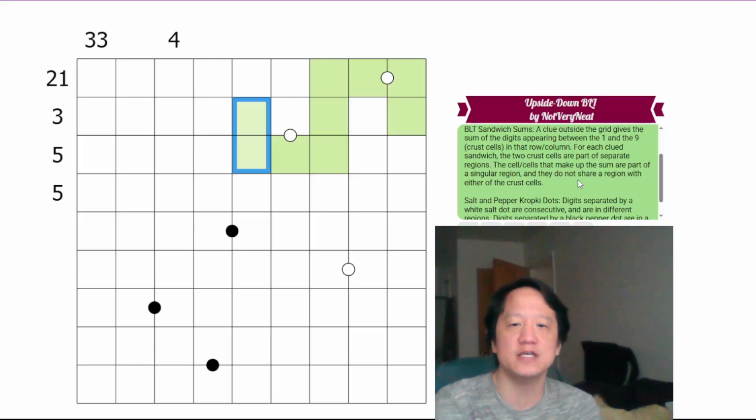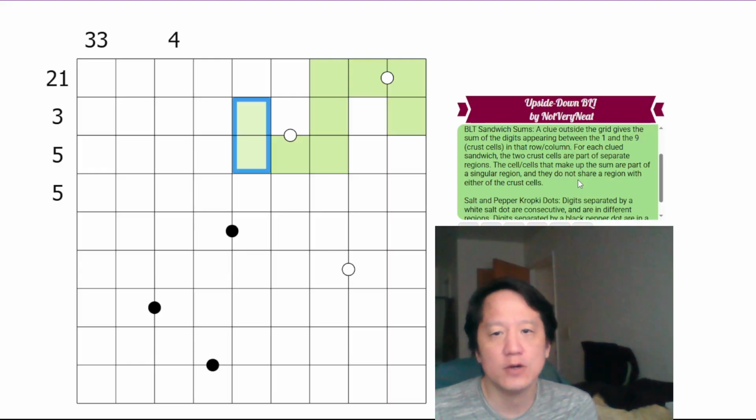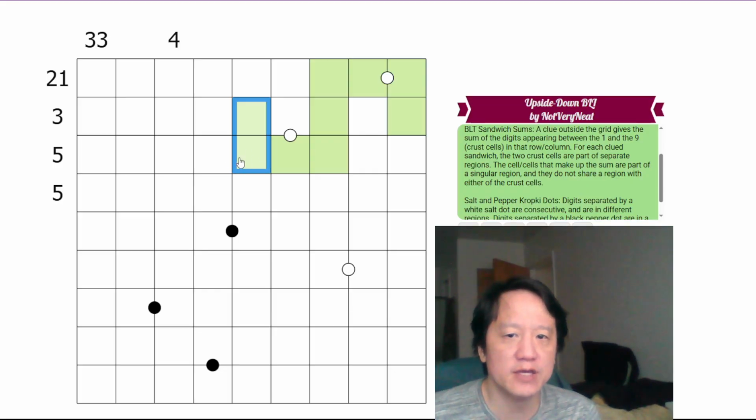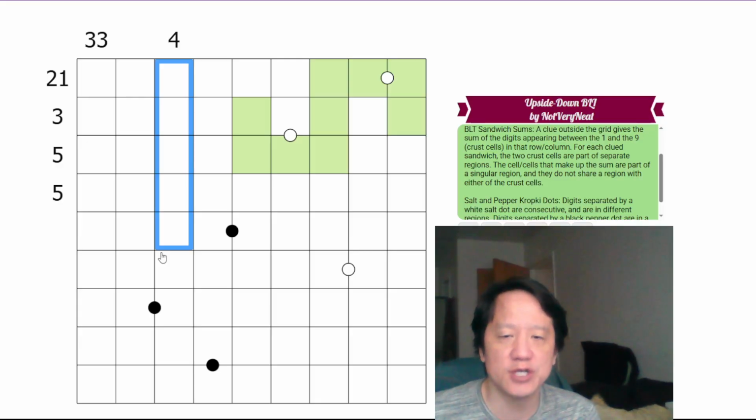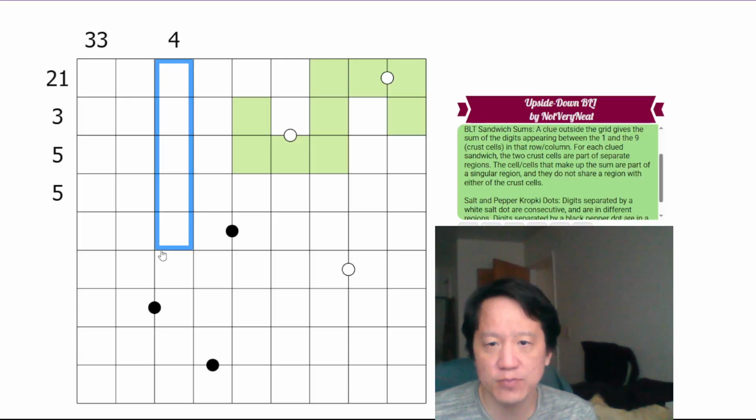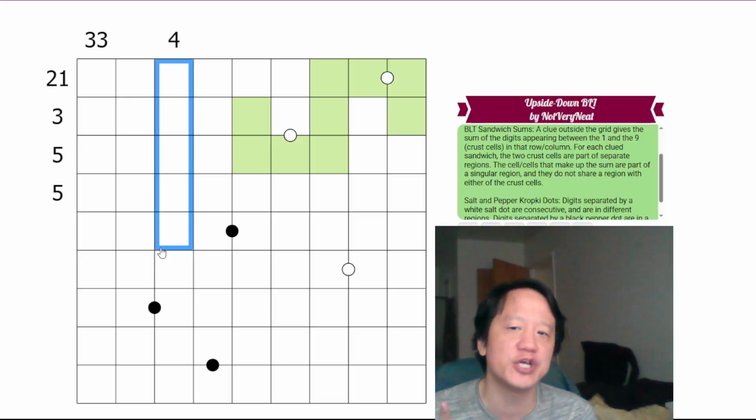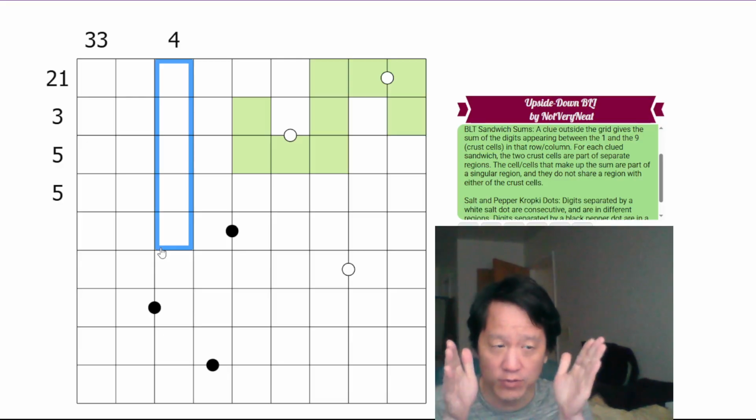We have BLT sandwich sums, where a clue outside the grid gives the sum of the digits appearing between the 1 and the 9, the crust cells, in that row or column. For each clued sandwich, the two crust cells are part of separate regions. And the cells that make up the sum are part of a singular region, and they do not share a region with either of the crust cells.